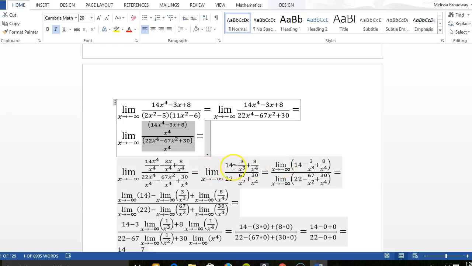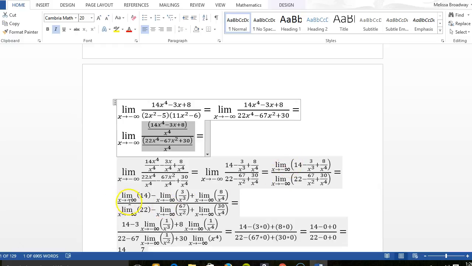So finally, this doesn't go to infinity, this doesn't go to infinity, and this down here doesn't go to 0, so we can move along, and we get the limit of the quotient is the quotient of the limits, and we get that.